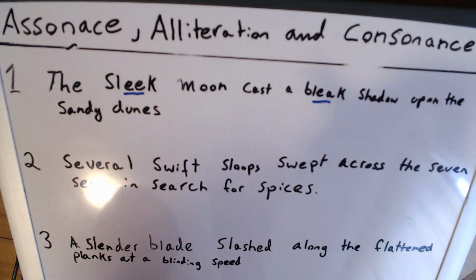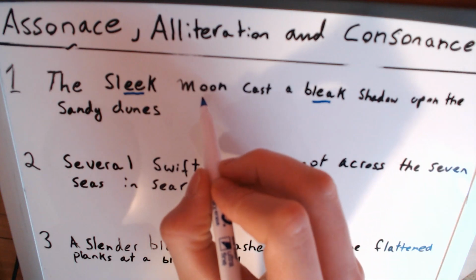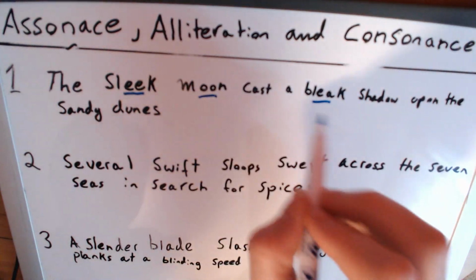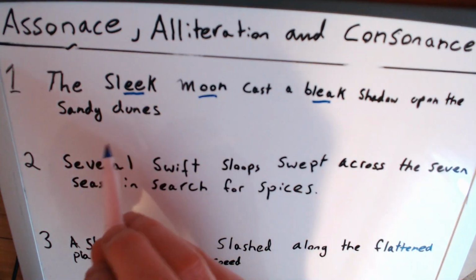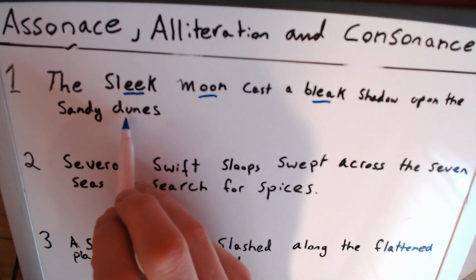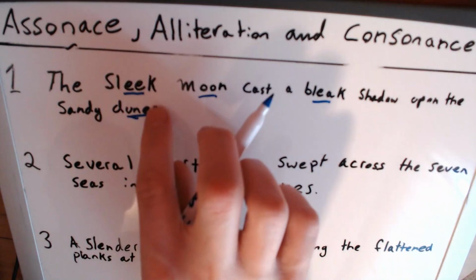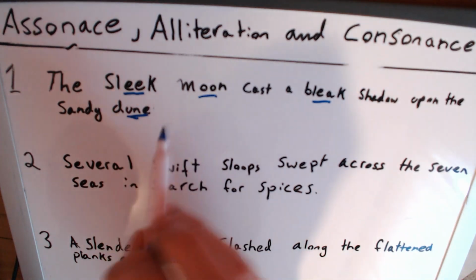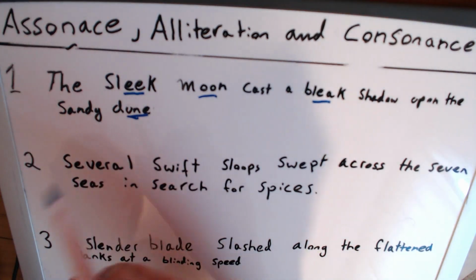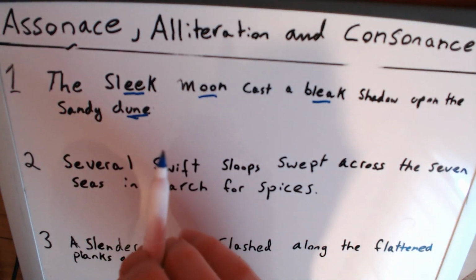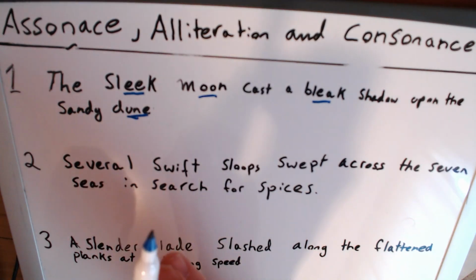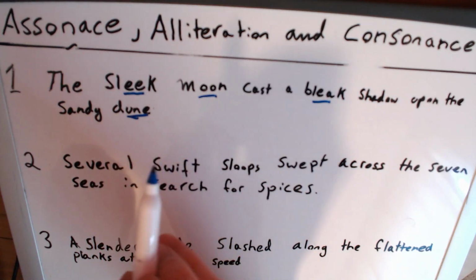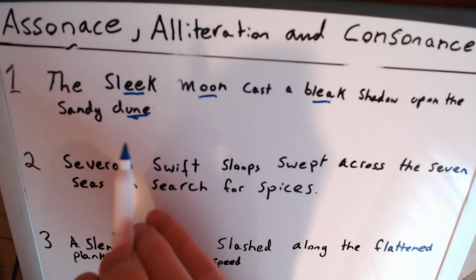And then I have a second one here as well. The sleek moon cast a bleak shadow upon the sandy dune. It actually sounds better without the s on dunes, but even with dunes, it still works, right? Because it's inside the word. And this is now almost more of a rhyme, right? But you see that.